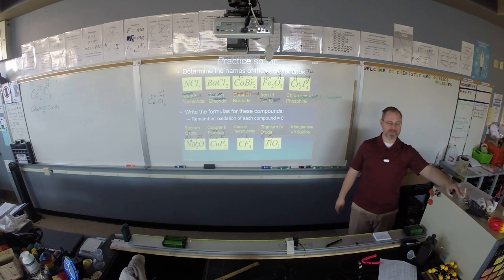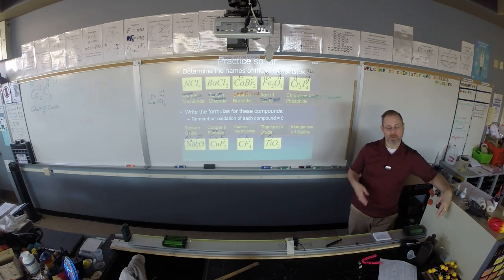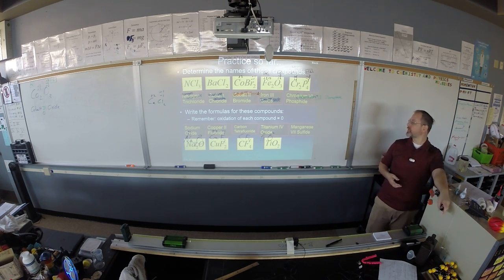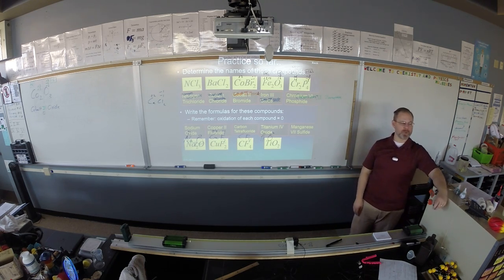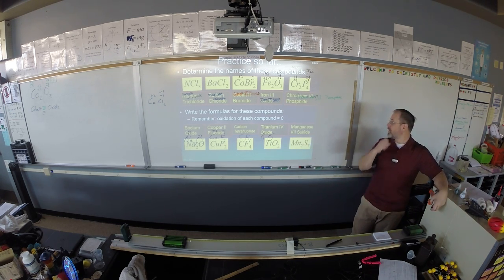Now, 2 does not go well into 7, so when that happens, use lowest common multiples. We do the same thing with 2 and 3, with 5 and 2, with 3 and 7. Anytime you have one not going into the other, we use the lowest common multiple, and the lowest common multiple of 2 and 7 is what? 14. So you can have a positive 14 side and a negative 14 side, and your result is Mn2S7. This is manganese 7 sulfide, Mn2S7.